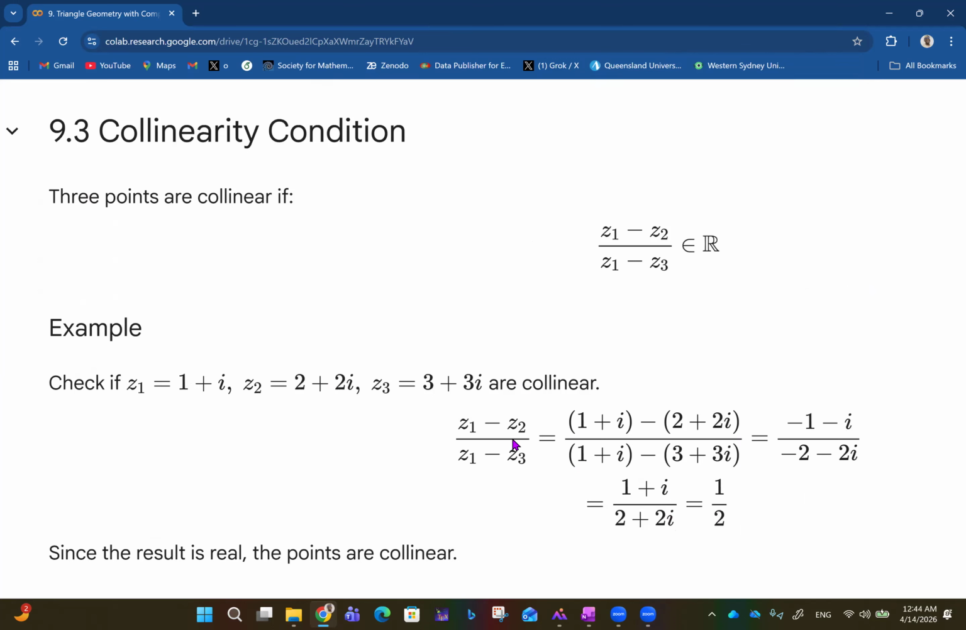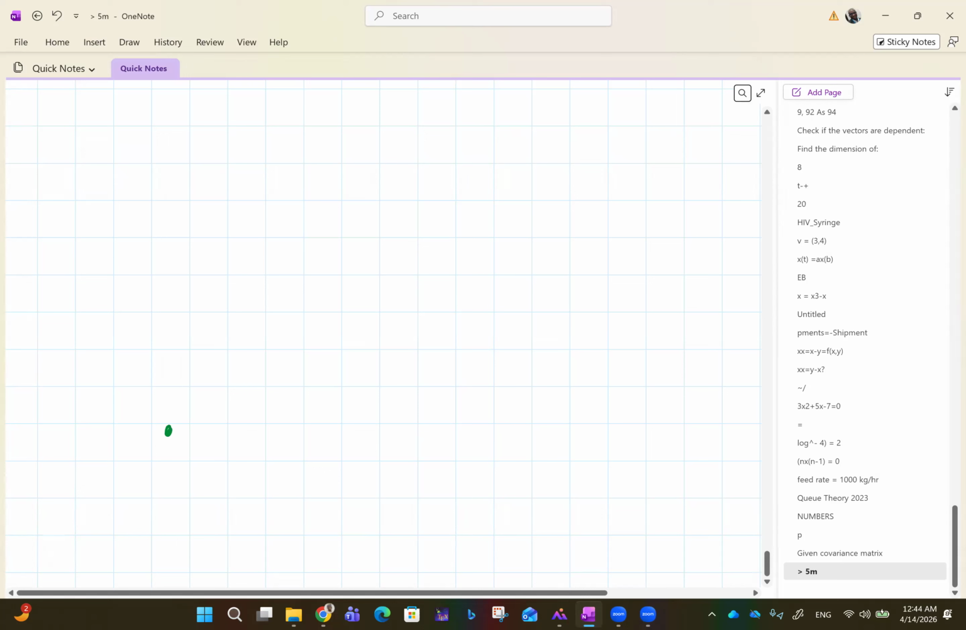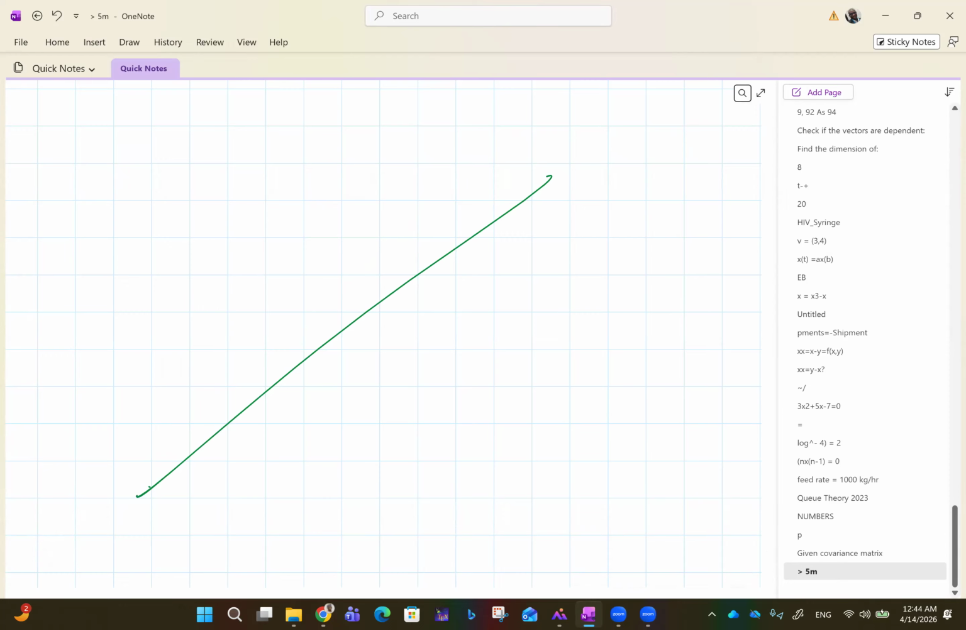Collinearity means that z1, z2, z3 lie on the same line. Or better still, it's better to draw the line first. So collinearity means this is z1, this is z2, and this is z3. They all lie on the same line. That's collinearity.